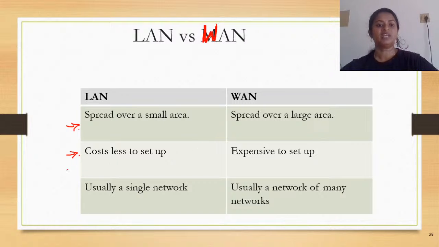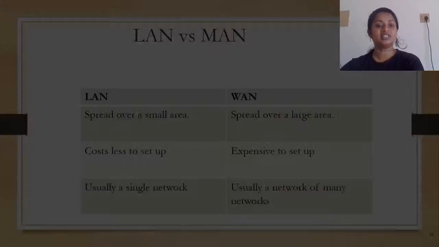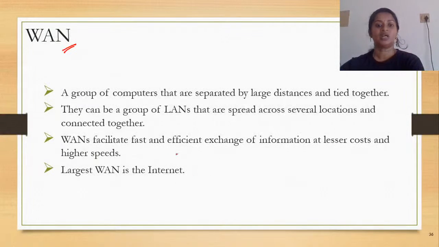The participating entities, the communication wires to run, and the hardware involved make it more expensive. Now, a LAN is usually a single network, whereas a WAN is usually a network of many networks. And this is why, what did we say? We said it is a group of LANs spread across several locations and connected together, when we were talking about the definitions with respect to WAN.